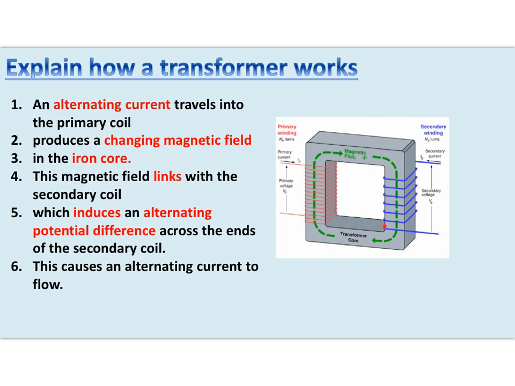Because we've got fewer coils on this side, that means the potential difference is going to be less over here, and that's going to cause the potential difference to decrease. But it will increase the current because power remains constant, remember, and power is equal to current times potential difference. So if potential difference goes down, current must go up in order to keep the same power.